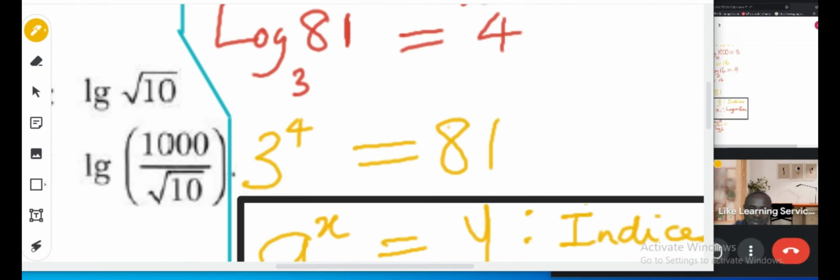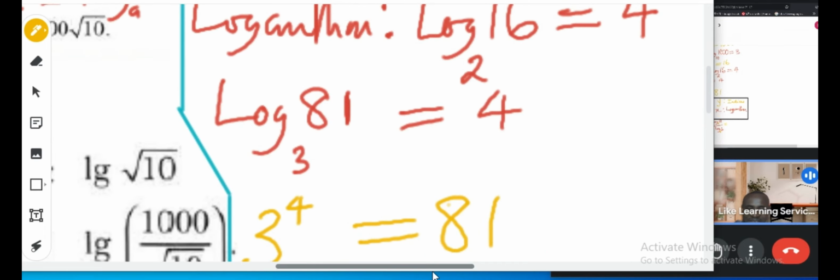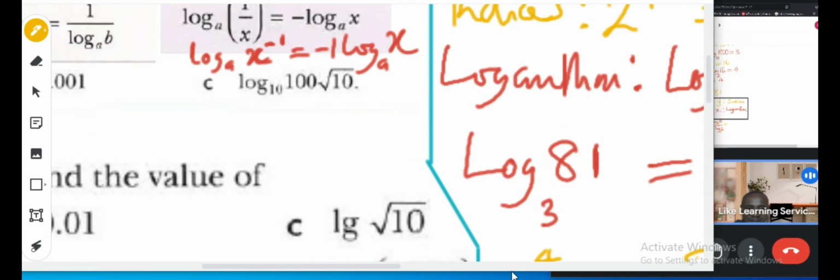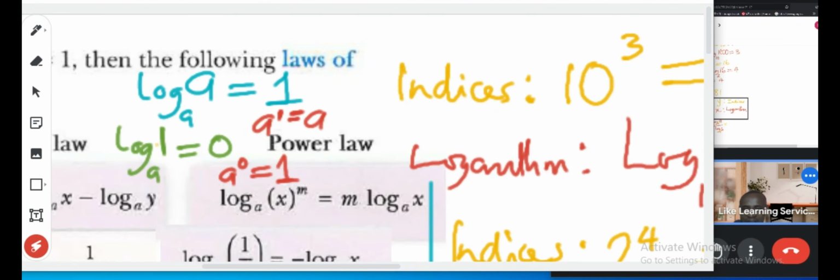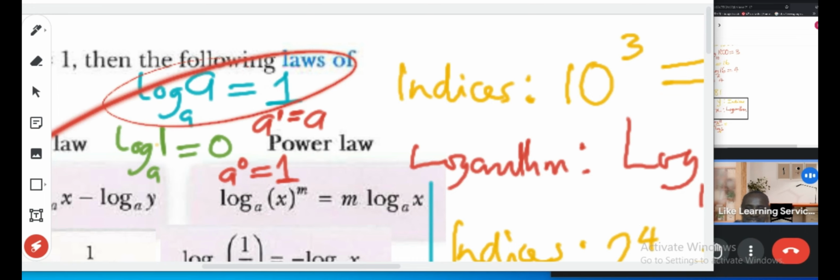Don't worry, 1, of course. Log of anything in the same base is 1. You're right. Log of a in base a is 1. You're definitely going to listen to this thing again. Log of a in base a is 1. Okay.